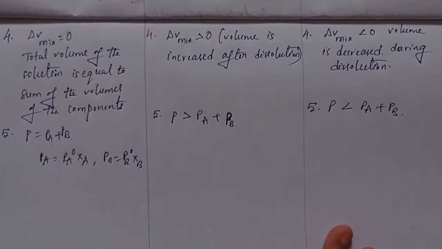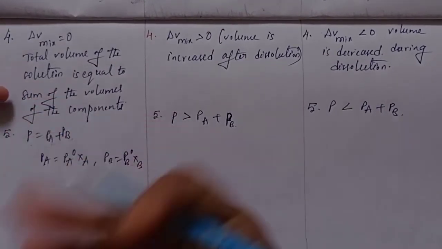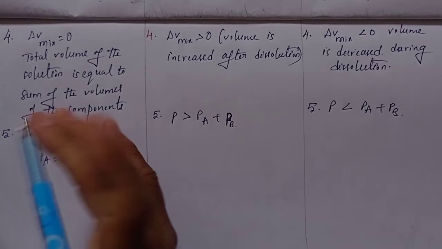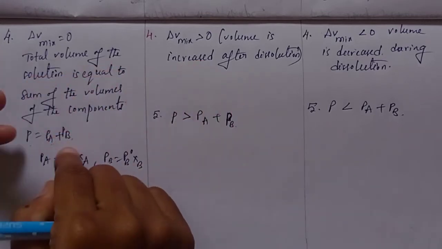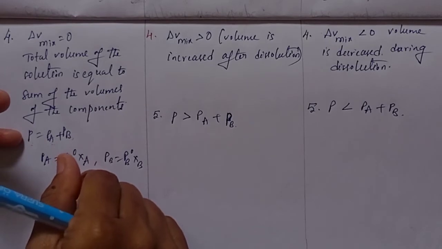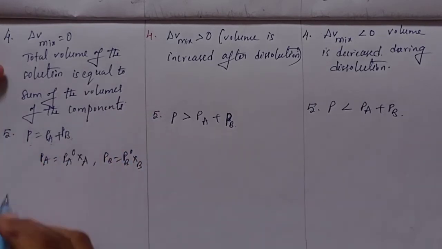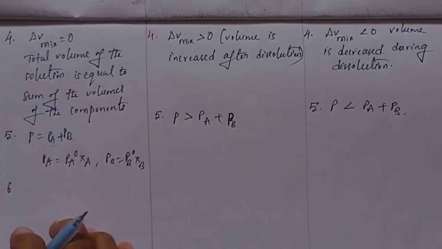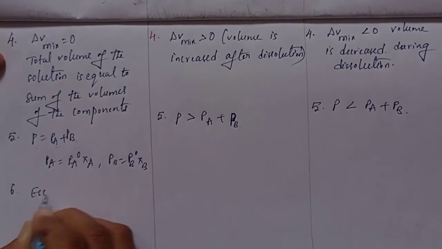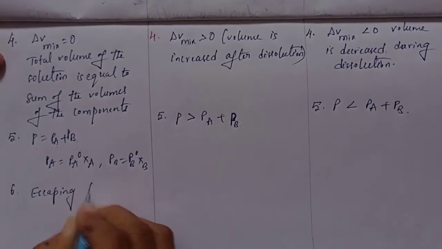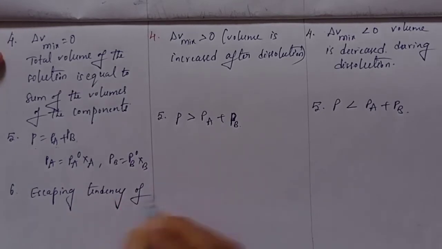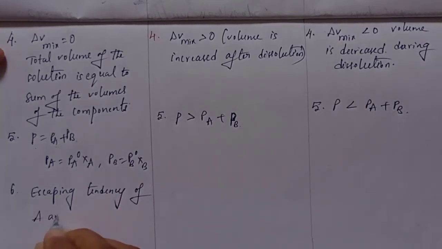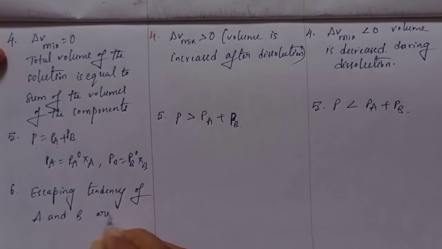Clear? Now coming to the sixth point, students. What is the sixth point? In the case of ideal solutions, all attractive forces are same. Correct? Between the same components and between the different components, attractive forces are same. So that's why here the escaping tendency of A and B is same. Clear? This is the sixth point, students. Escaping tendency of A and B are same.